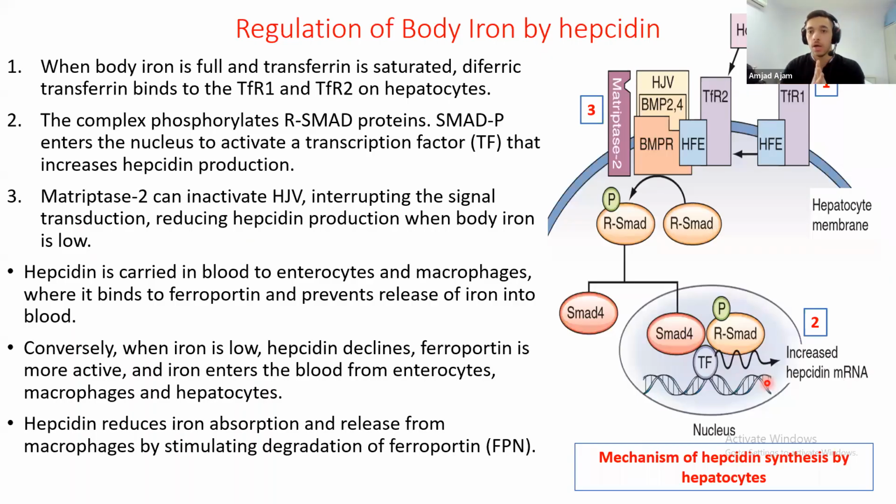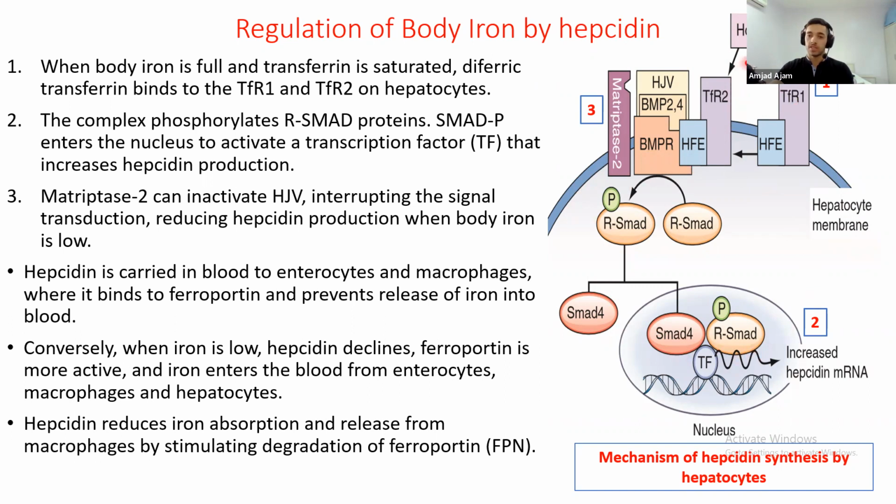Now, I want you to focus with me here also. Regulation of body iron by hepcidin. I will start from here. Do you see this? The holotransferrin. We said the iron is bound to transferrin. This is holotransferrin, which is basically transferrin bound to iron in the plasma. Now, this is a hepatocyte. This is a cell in the liver, hepatocyte.